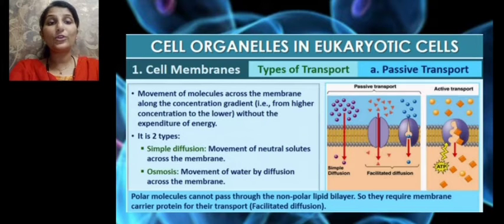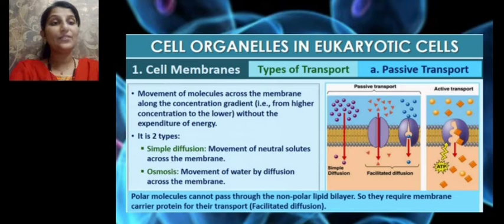Now, if polar molecules have to pass through this non-polar lipid bilayer, how is it possible? We know the tail region is non-polar, so it will not allow the transport of polar molecules. So, in order to pass these polar molecules through the non-polar lipid bilayer, they require membrane carrier proteins. Such transport along membrane carrier proteins is called facilitated diffusion.